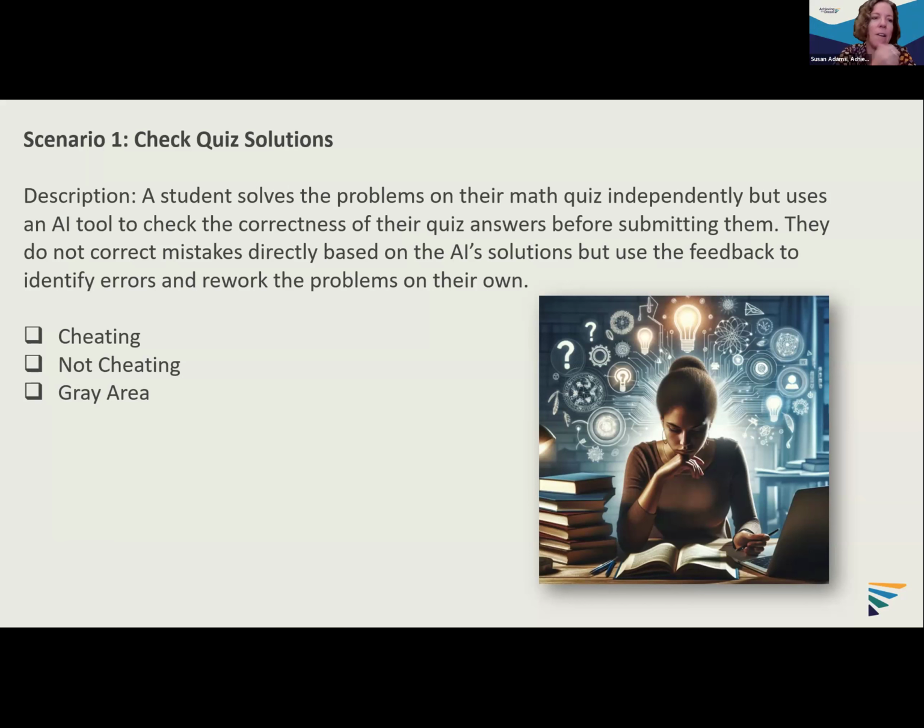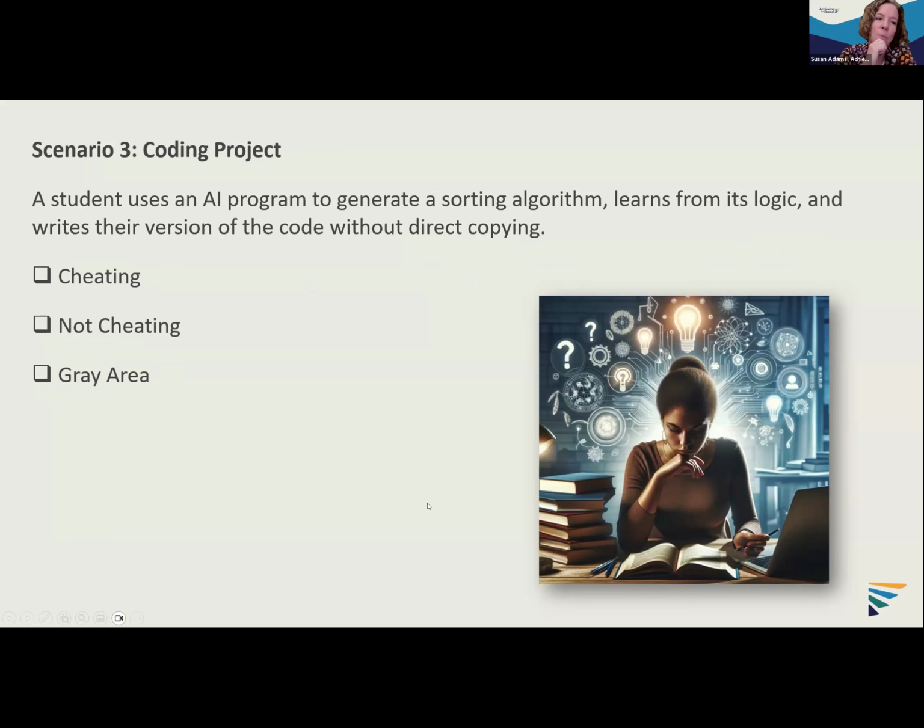Great. Well, let's go to the next scenario. So this is a coding project. A student uses an AI program to generate a sorting algorithm, learns from its logic, and writes their version of the code without direct copying. Would this be cheating, not cheating, or a gray area? We got a gray area and we got a not cheating, not cheating.